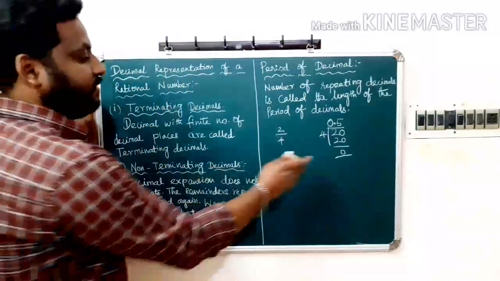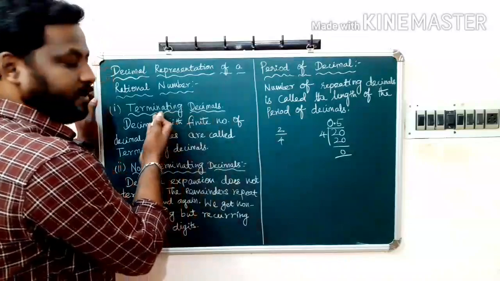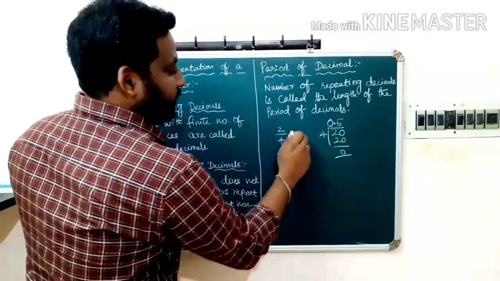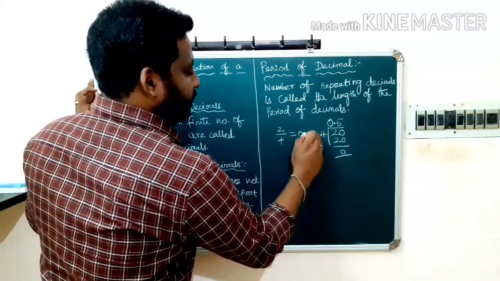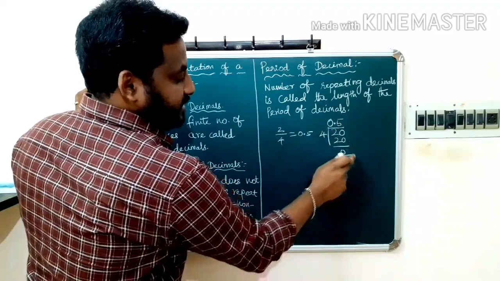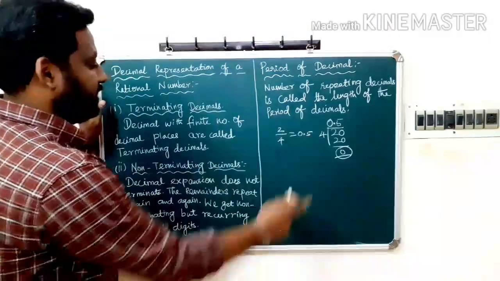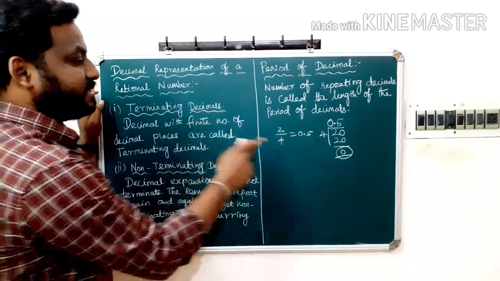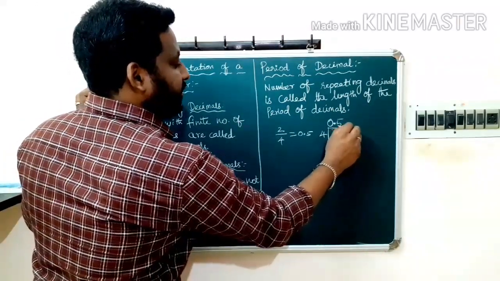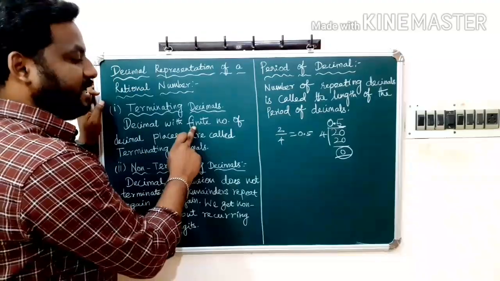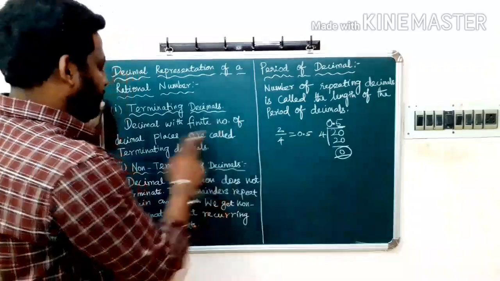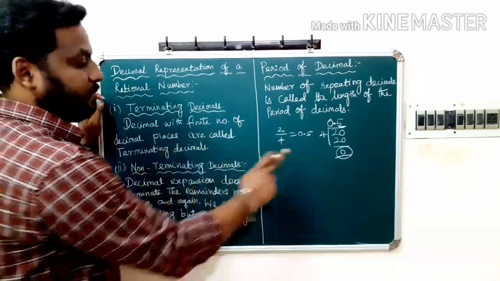If the remainder ends up with 0, that is a terminating decimal. 2 by 4 is equal to 0.5. There is only one decimal place, and the remainder ends up with 0. That is called a terminating decimal. That means we can find out the number of decimal places. That is finite, which means a countable number of decimal places is called a terminating decimal.